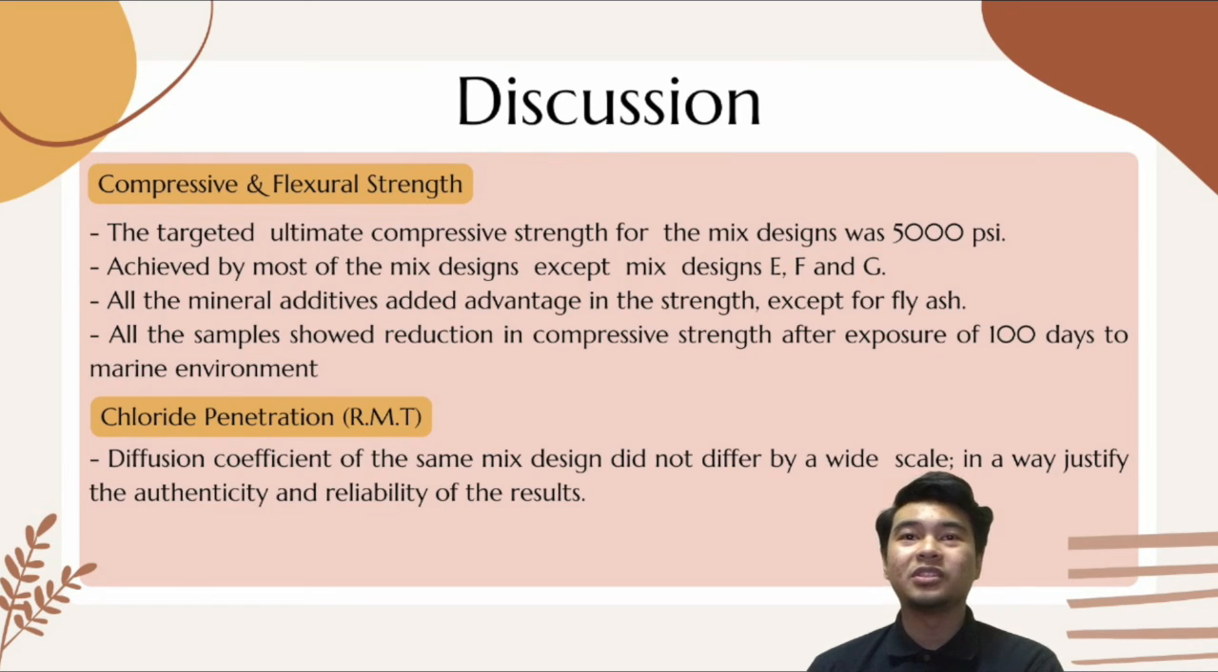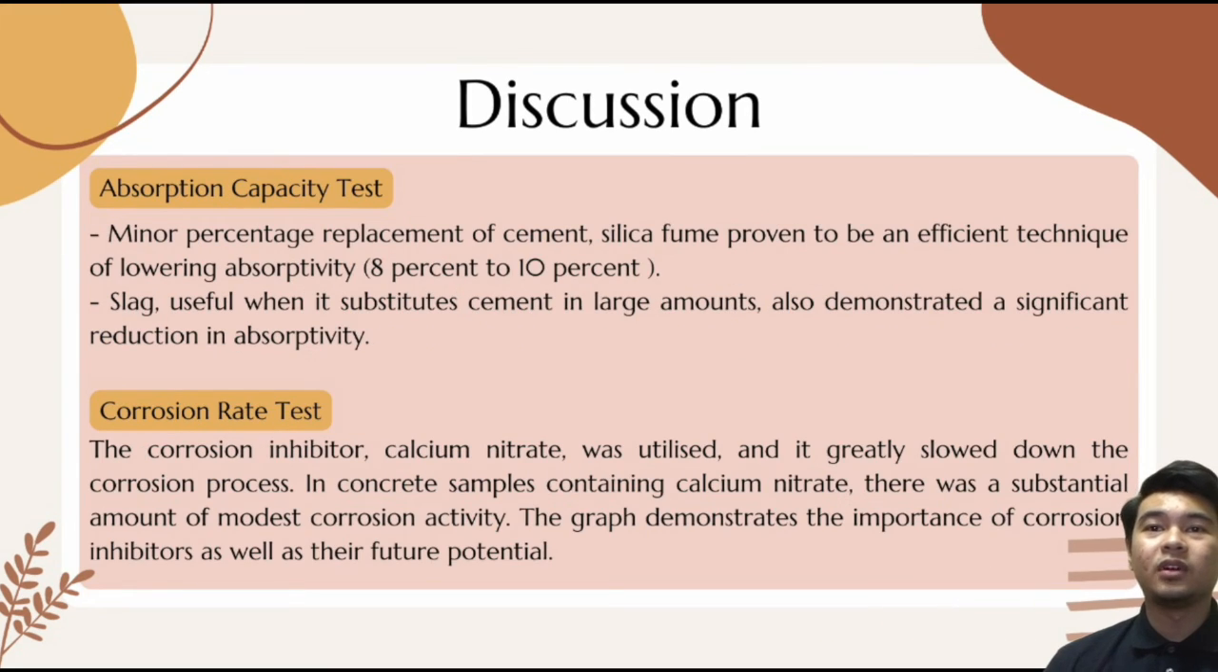Next, for chloride penetration RMT, the diffusion coefficient of the same mix design did not differ by a wide scale, in a way justifying the authenticity and reliability of the results. Other than that, for absorption capacity test, the minor percentage replacement of cement with silica fume proved to be an efficient technique of lowering absorptivity about 8% to 10%. Slag, useful when it substitutes cement in large amounts, also demonstrated a significant reduction in absorptivity.